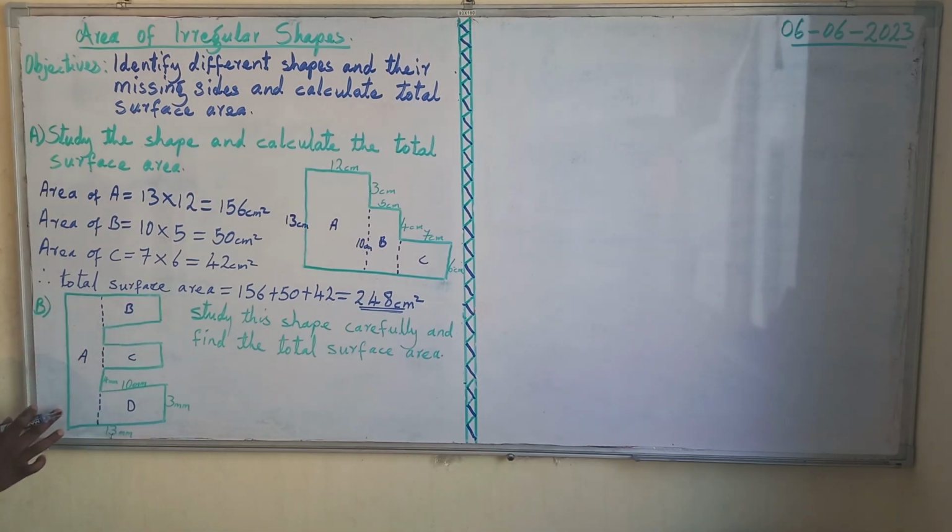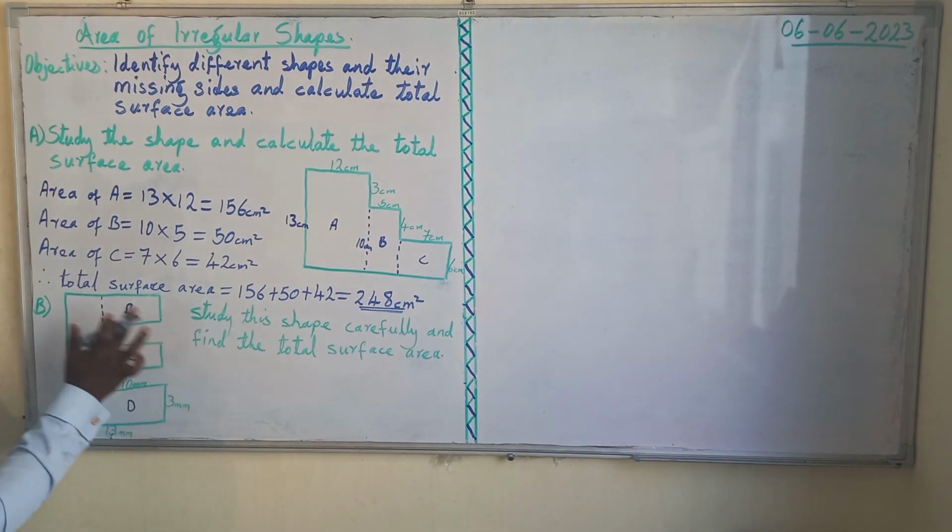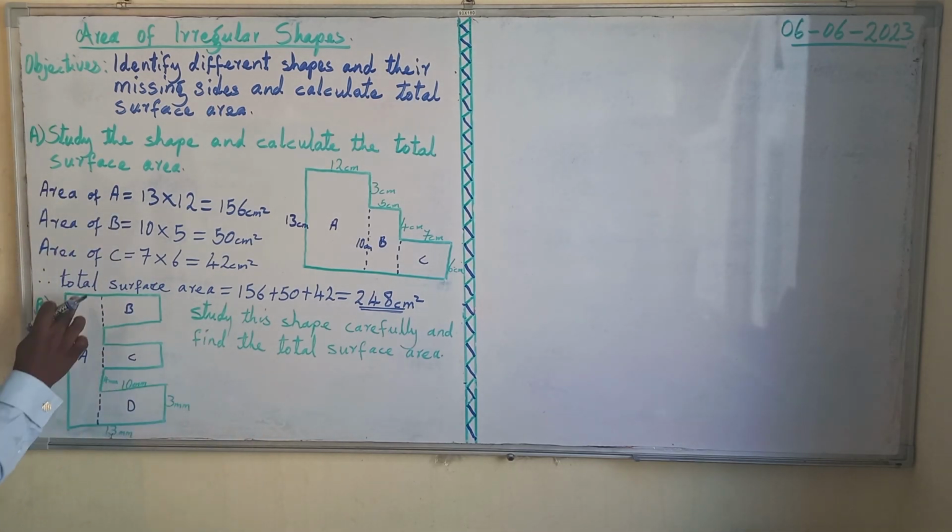Let's find the missing side so that when calculating the area of the various shapes we will not have issues. For A, we do not have the longer side or the shorter side.